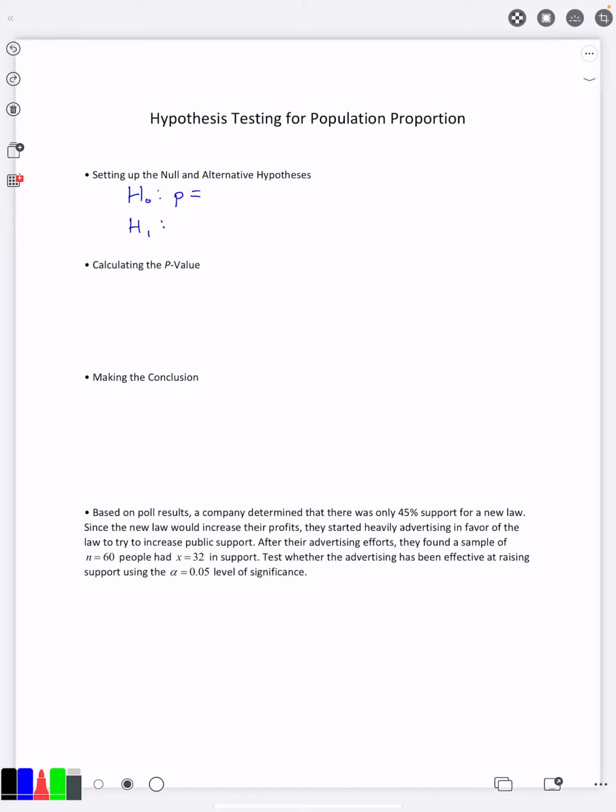What are we trying to test here? We're trying to test whether the advertising has been effective. And so you have to read the problem and say, what did I want the advertising to do? I wanted the advertisement to make people like the law. So basically, I want to try to increase the percentage of people that want the law. So I'm saying that the default is it didn't work, nothing changed, and the percentage of people is still 45. But the alternative, that's where something changed. I was trying to increase that. So now I'm going to say I'm trying to prove that the percentage of people now is more than 0.45.